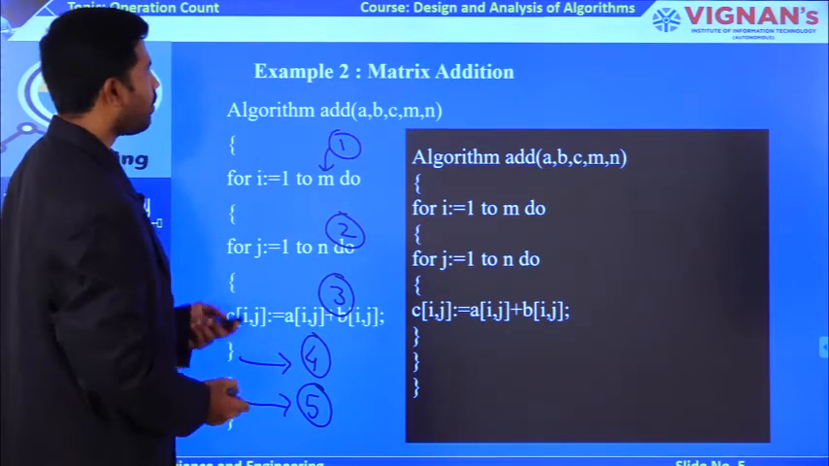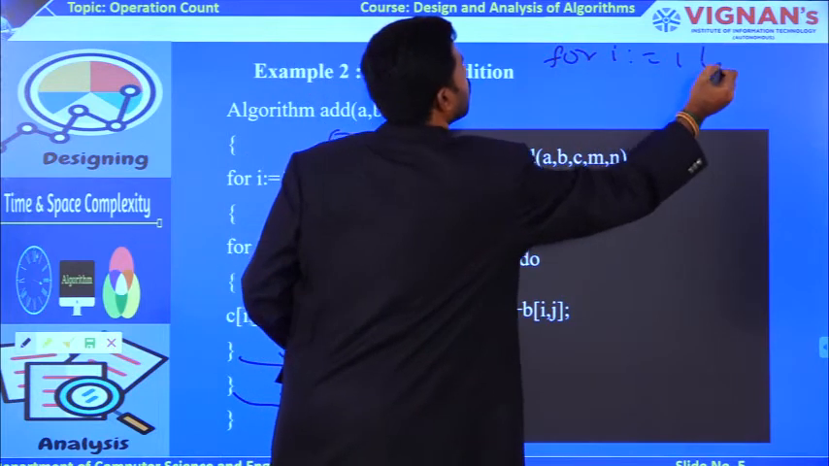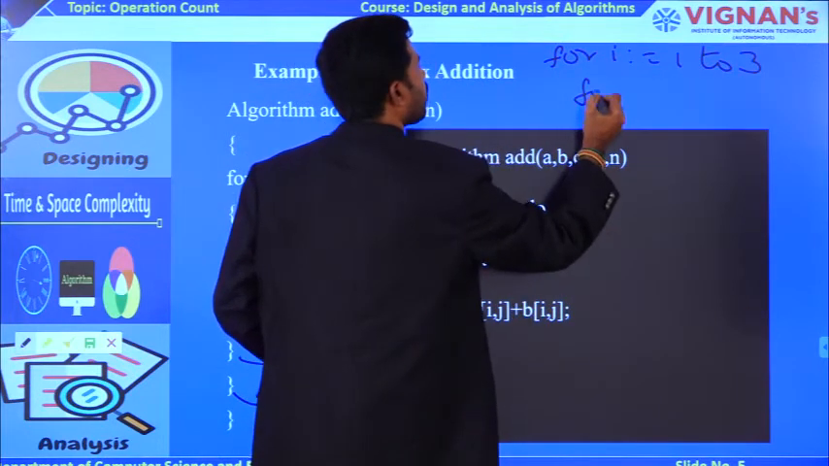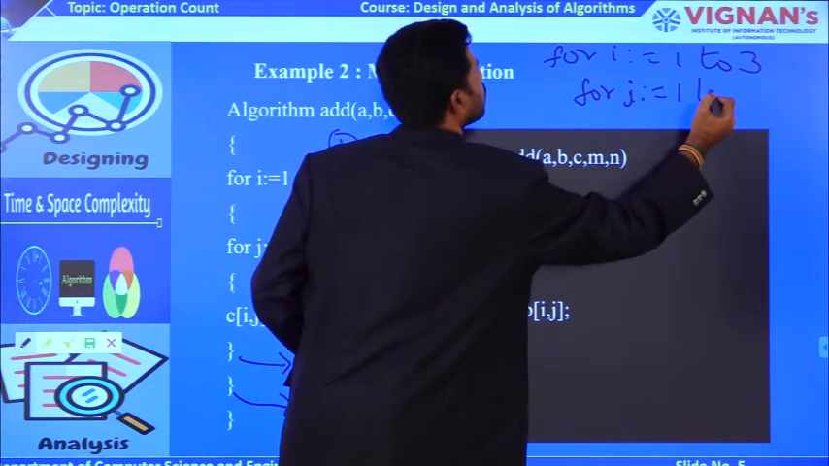Okay. So before having the discussion, here I am declaring for i equal to 1 to 3, and the inner for loop for j equal to 1 to 2.